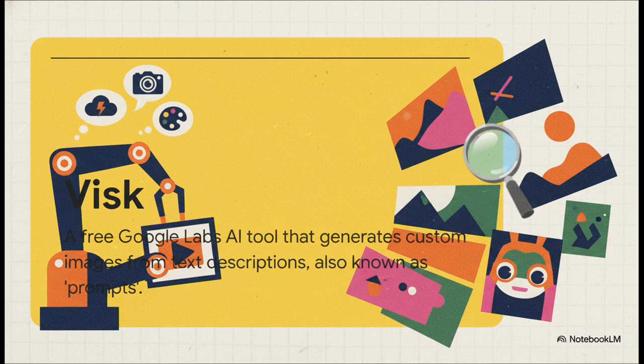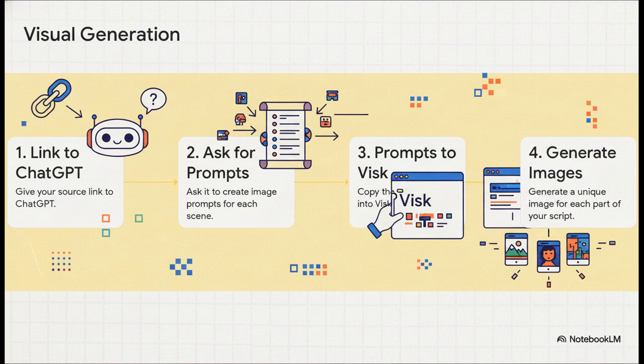It's going to create all the custom images for our explainer, all from just simple text descriptions, or prompts as they're called. Now, the process here is actually pretty clever and straightforward. To speed things up, we're going to use ChatGPT as a little helper. We just paste our original source link into ChatGPT and ask it to create a bunch of image prompts for each scene. Then you just copy that list of prompts and pop them right into Visk.